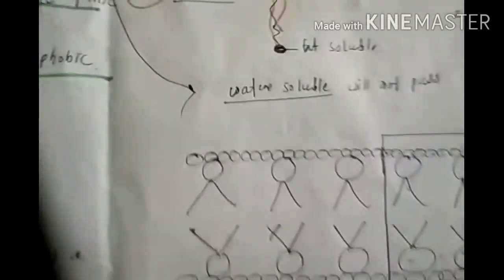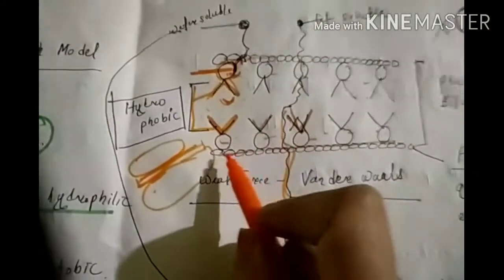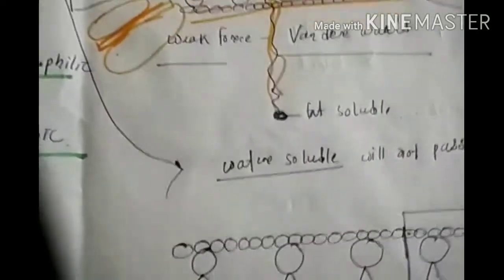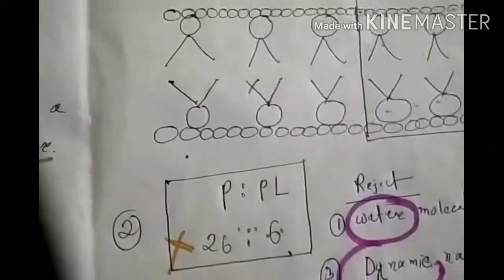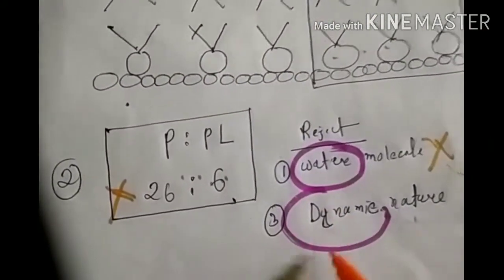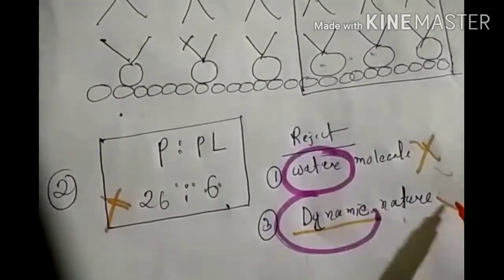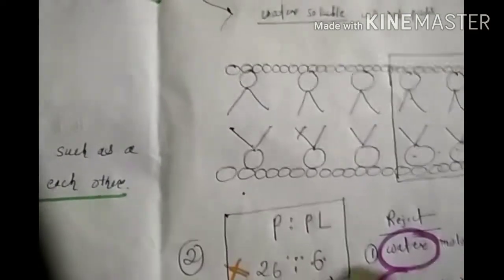They mention that the components are arranged like that, so it is a static nature. But as I mentioned earlier in the properties of the plasma membrane, the plasma membrane nature is dynamic. But in this sandwich model, it is mentioned that the model is not dynamic. It is a static model. So it is also rejected. So this sandwich model by Danielli and Davson is rejected.